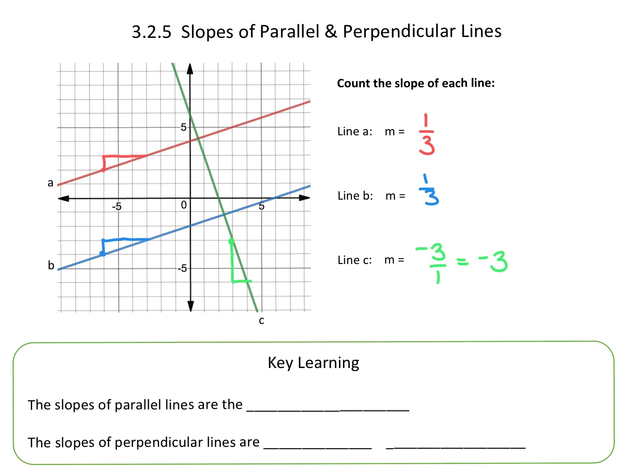Now, what is the relationship you see between the red and the blue lines? Hopefully you notice that these are parallel, meaning they would never ever touch one another. So what conclusion can we draw about their slopes? Well, I have the same value for both. So my conclusion is the slopes of parallel lines are the same.